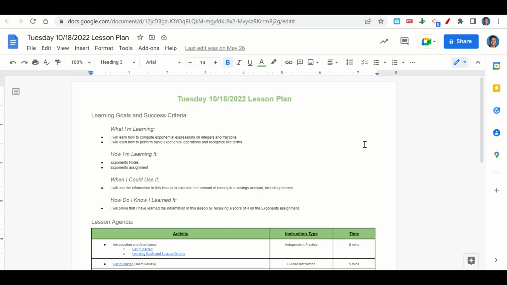First, what are we learning? We're learning how to compute exponential expressions on integers and fractions, and how to perform basic exponential operations and recognize like terms. How are we learning it? Through the Exponents Notes and the Exponents assignment. When can we use this? To calculate the amount of money in a savings account, including interest. How do we know we learned it? By getting a score of 4 on the Exponents assignment.